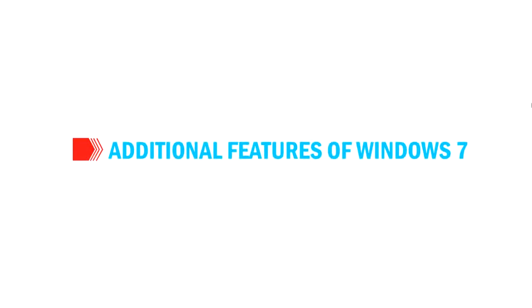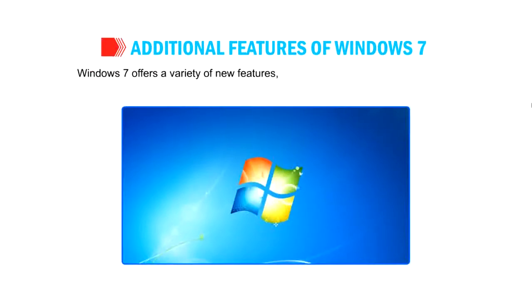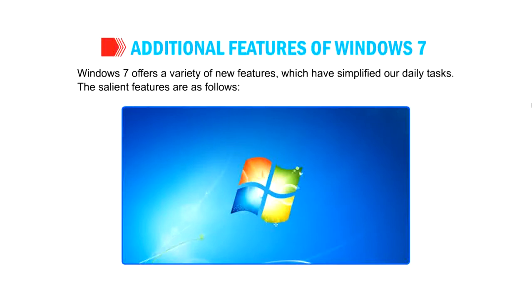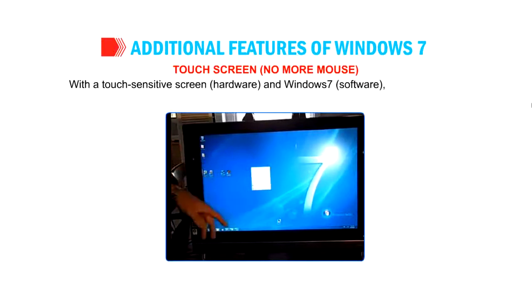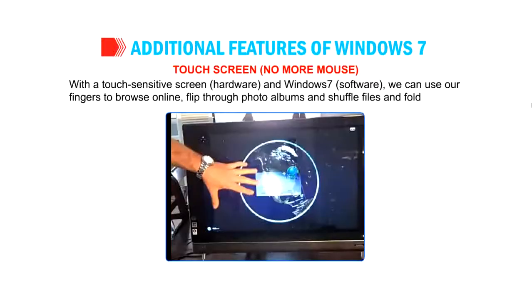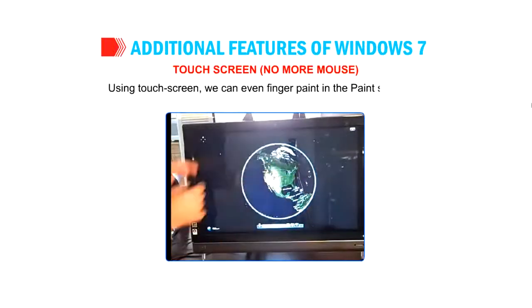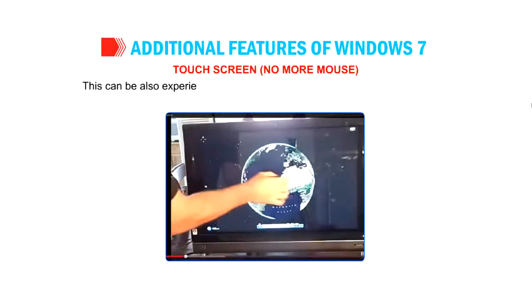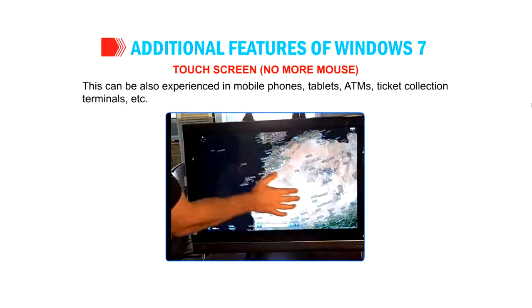Okay students, let us talk about additional features of Windows 7. Windows 7 offers a variety of new features which have simplified our daily tasks. The salient features are as follows. Touchscreen. No more mouse. With touch-sensitive screen hardware and Windows 7 software, we can use our fingers to browse online, flip through photo albums, and shuffle files and folders. Using touchscreen, we can even finger paint in the Paint software. This can also be experienced in mobile phones, tablets, ATMs, ticket collection terminals, etc.